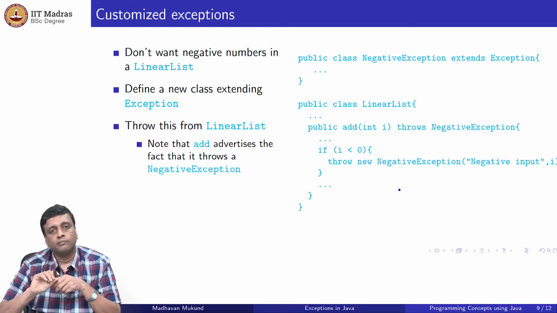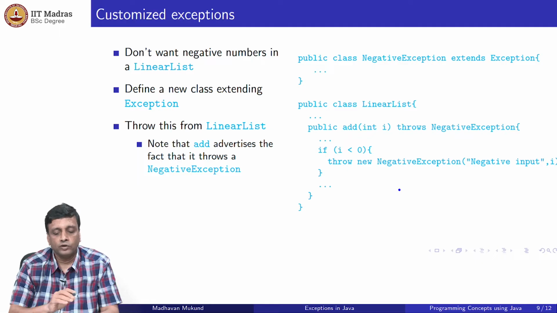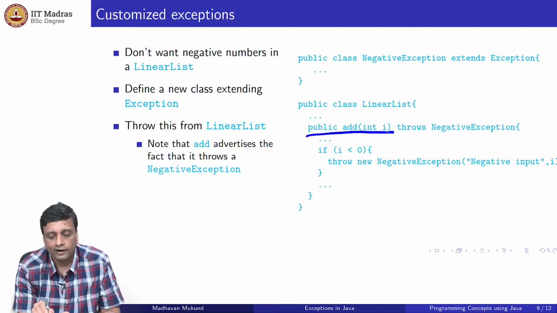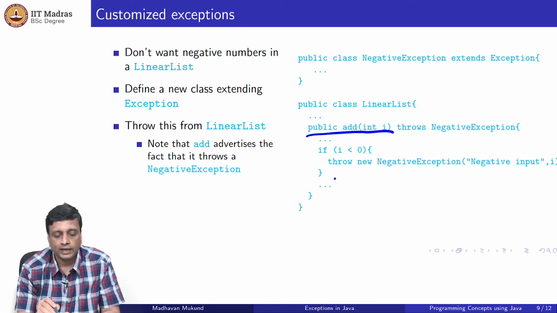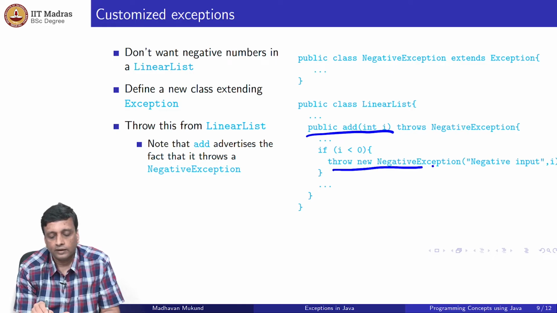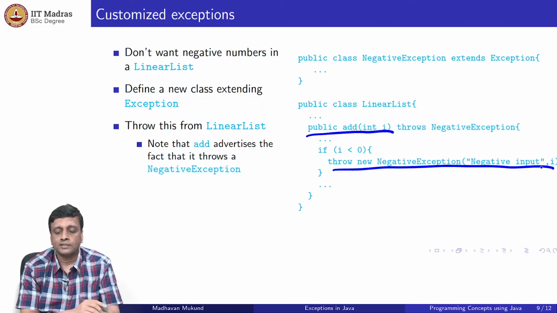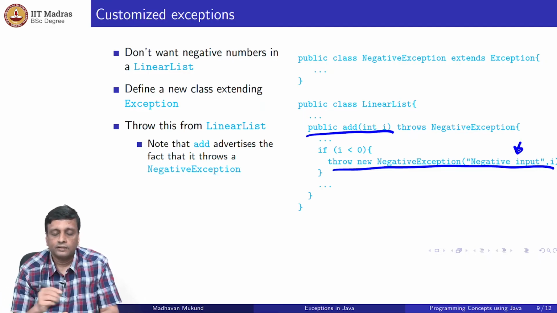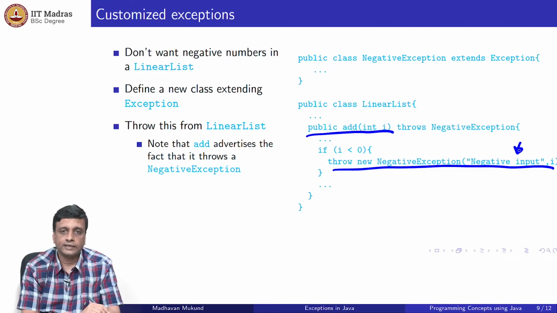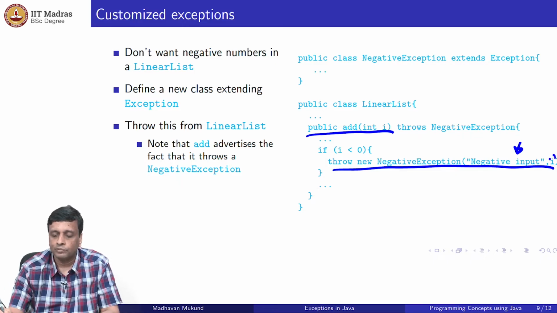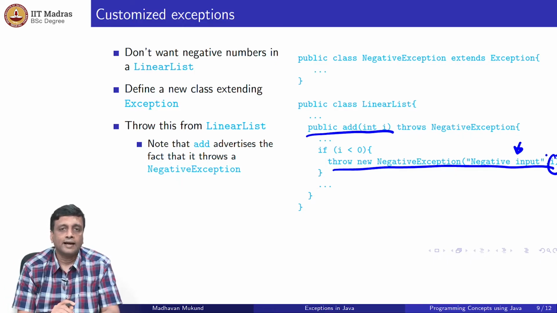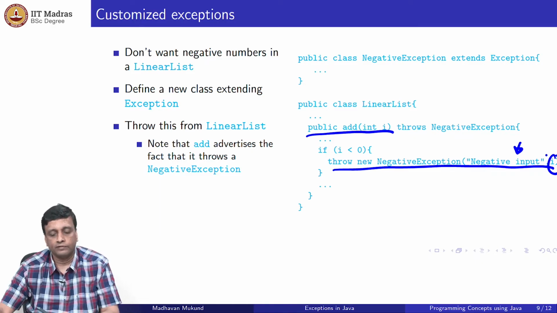And now when I define my linear list class, in the add method where I add an element to the linear list, I would define that when i is negative, it throws a new negative exception. So, this is the message that the error would generate, negative input, and this information, if you remember, gets stored inside as a private integer, which is exposed through that public method, which allows you to retrieve the offending field.